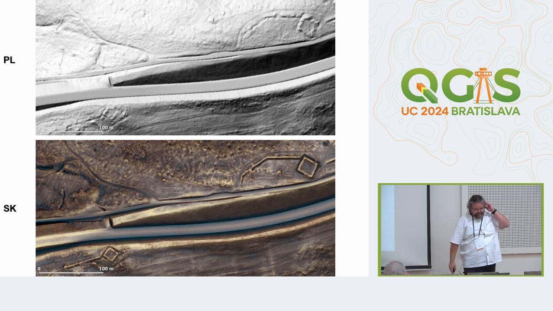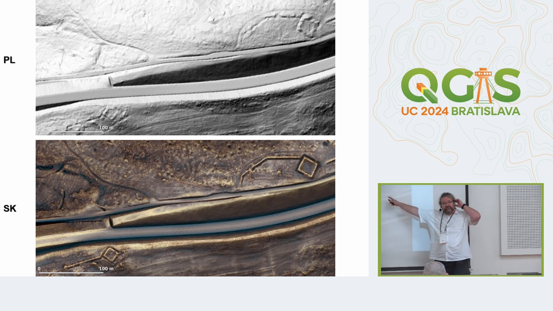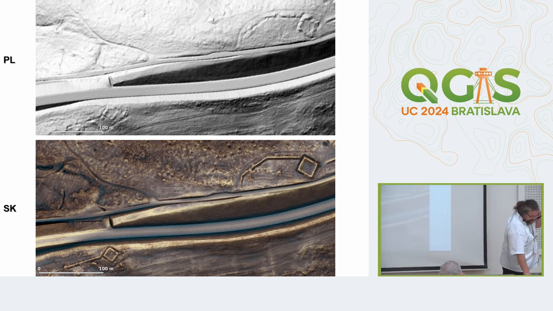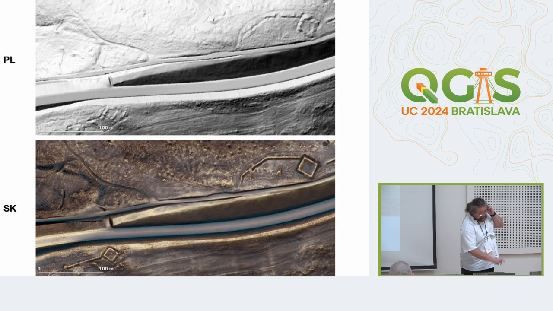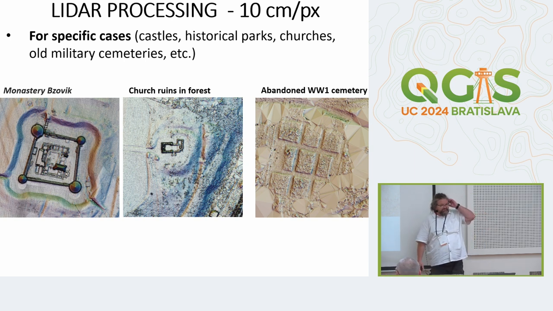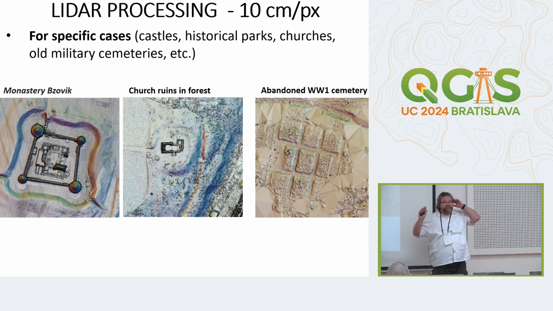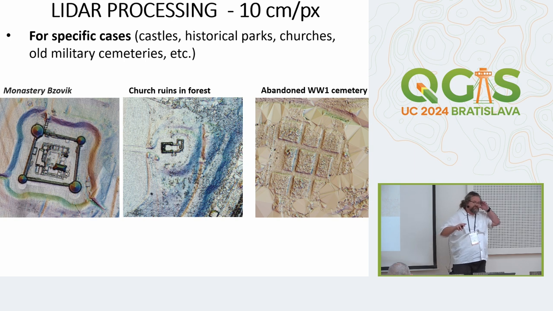And if we use this high resolution data, you can clearly see much more. Okay, then for special cases, this was work for the whole area of Slovakia. For special cases like old monasteries, old military cemeteries, churches, I'm trying to go to a resolution of 10 centimeters per pixel. It is far beyond the limit of the LIDAR, because if you have a density around 20, 30 points per square meter, 10 centimeters is too much, but I have a different motivation for it.